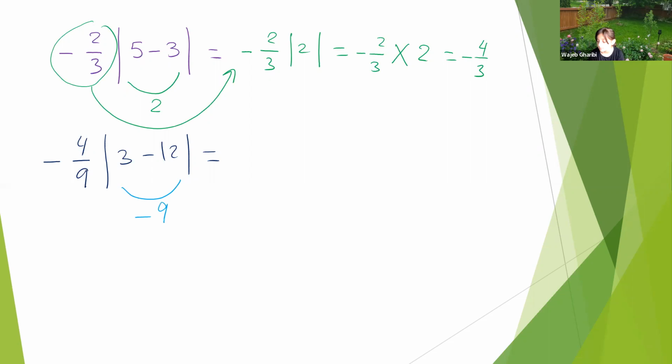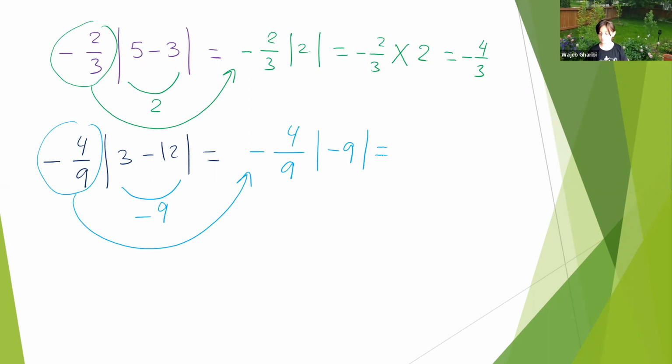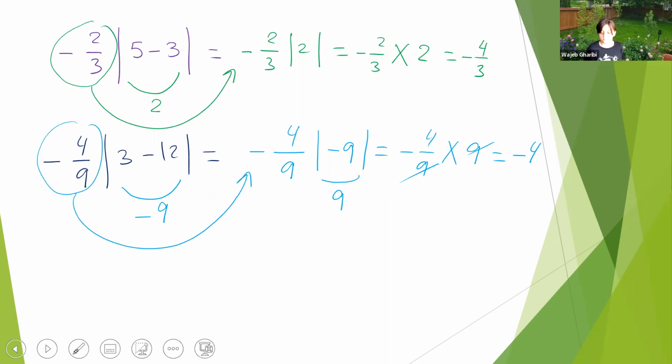So we keep this one and bring it here: negative 4 over 9 times the absolute value of negative 9. We keep negative 4 over 9 as it is. What is the absolute value of negative 9? It is 9. So we have multiplication here, and we can cancel 9 with 9, and we will get negative 4. Okay?